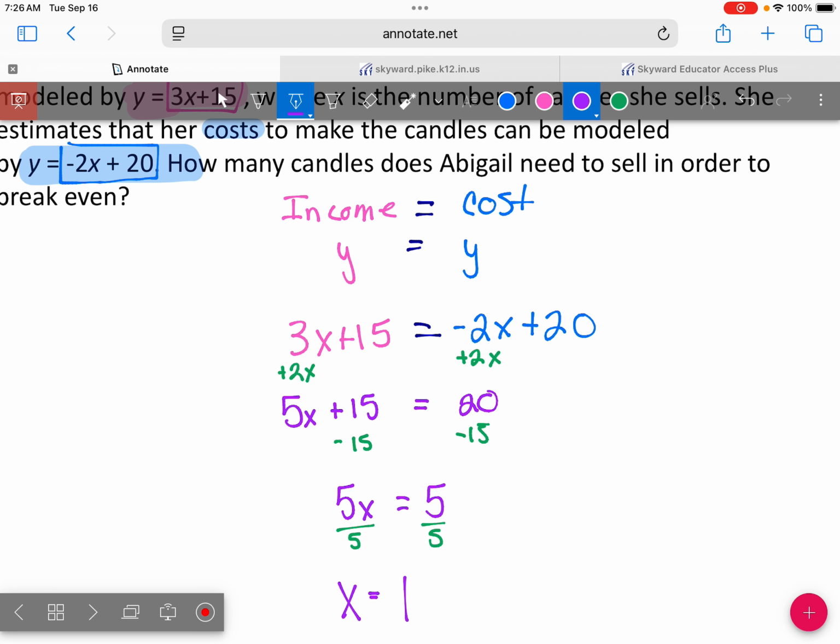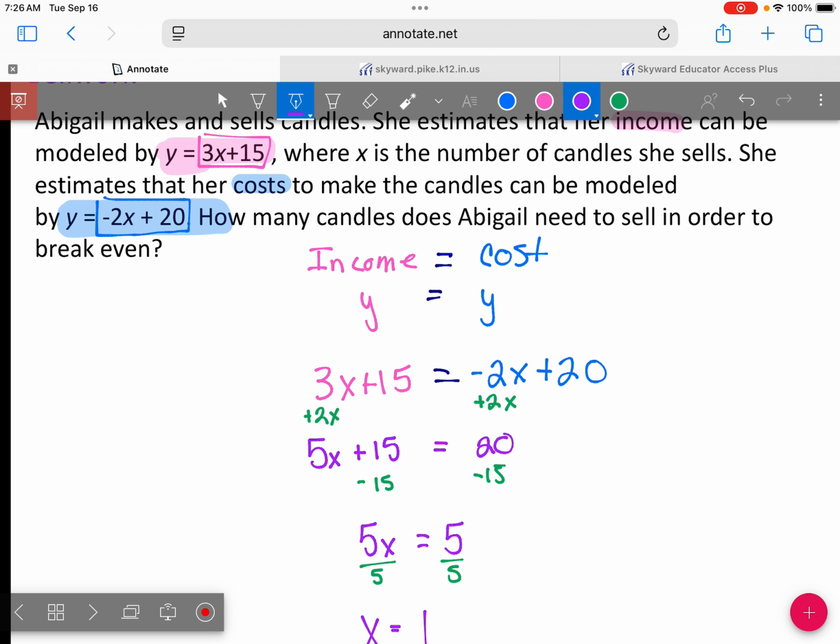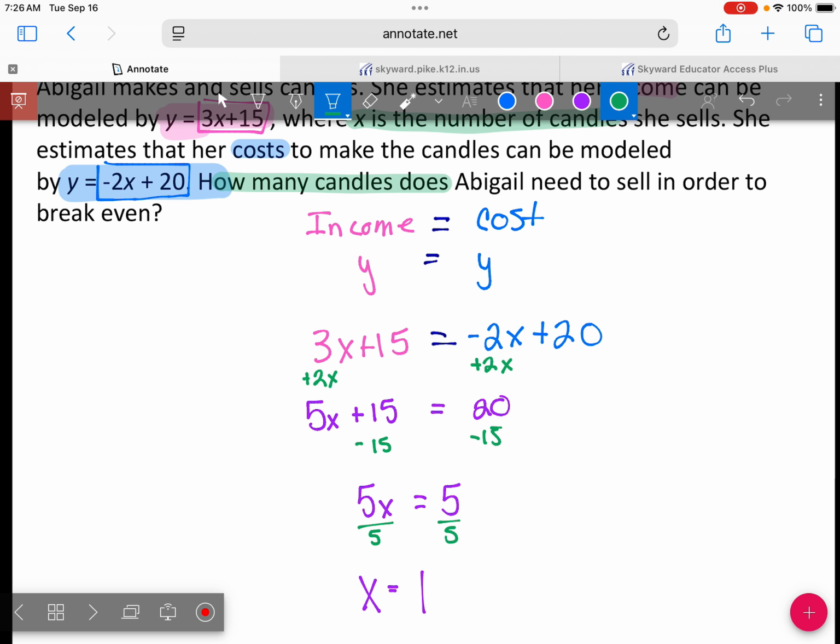So in this case, we don't have to find both. All we needed to do is figure out the number of candles. How many candles? We figured out x. How many candles does she need to sell? Just 1. That's a good business model then. If you make all your costs back at one candle sale, that's a pretty good model.